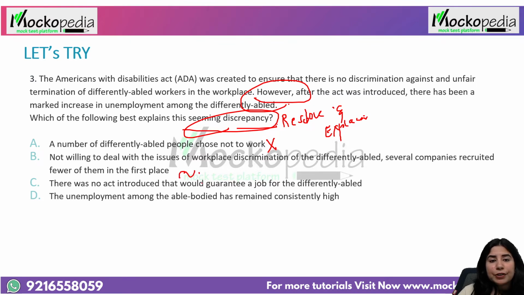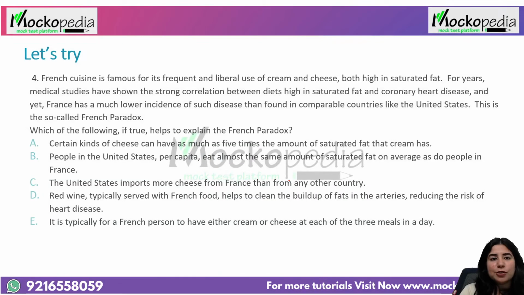There was no act introduced that would guarantee a job. So again, guarantee a job, and the act was introduced to ensure that there is fair treatment. The unemployment among the able-bodied has remained constantly high. So able-bodied we are not talking about. Hence the correct answer choice is definitely going to be B. I hope we are sorted in this question. So let's move to the next one. Take a minute to try and then we are going to discuss.